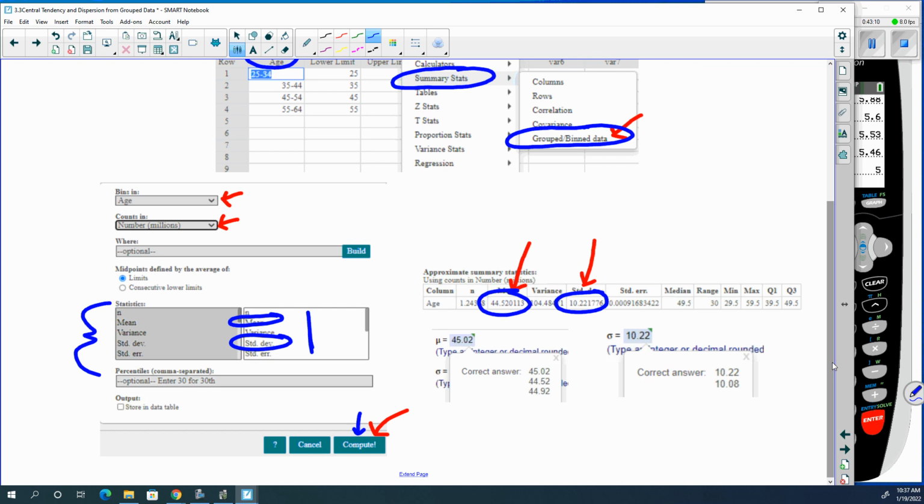On mine, there's a little green arrow. If I click there, it shows other answers the computer allowed. The 45.52 that my StatCrunch is showing me was one of those other allowed answers. And the standard deviation says 10.22, which matched, but another answer it also allowed was 10.08. So depending on whether you're using StatCrunch or your graphing calculator, the answers come out a little bit different.